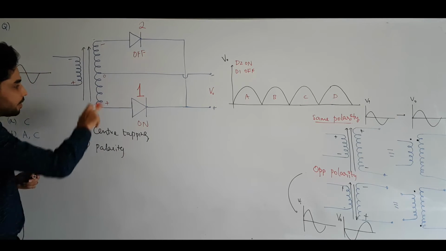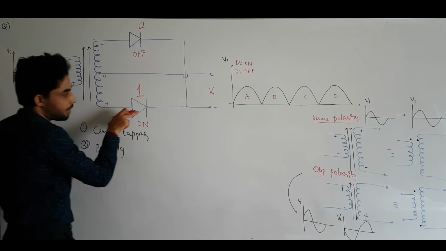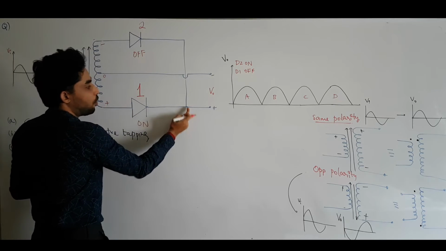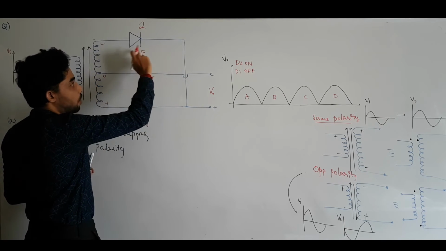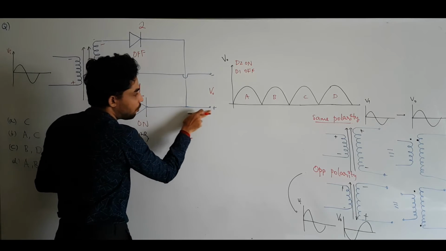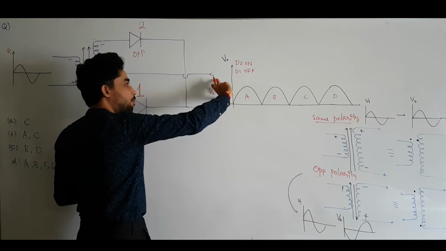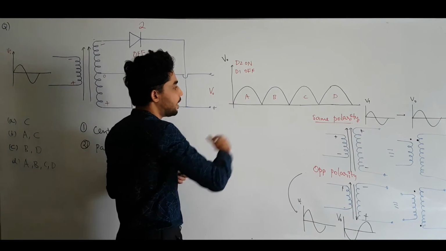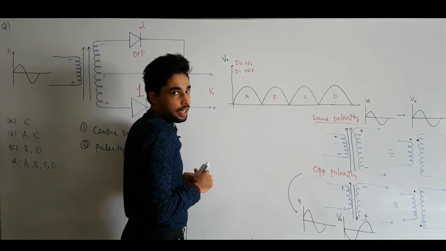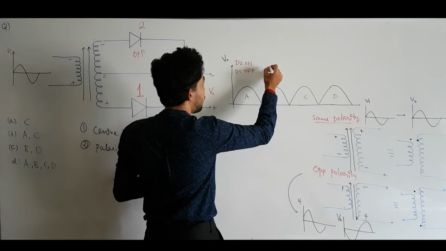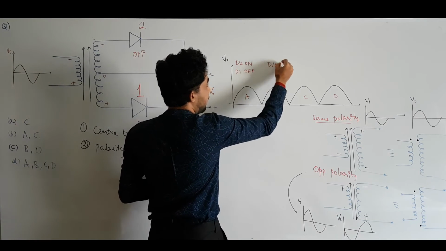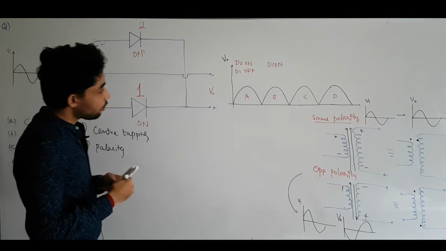So the induced current will flow like this. It will flow through this path and it won't take this path. Why? Because this diode is off, and the entire current will flow through this, and you will get an output in this polarity, that is plus minus. So again you will get a positive half cycle here, and in this case diode 1 is on and diode 2 is off.